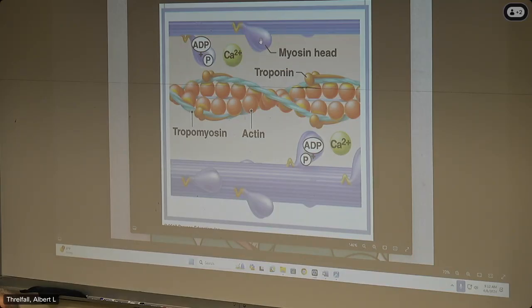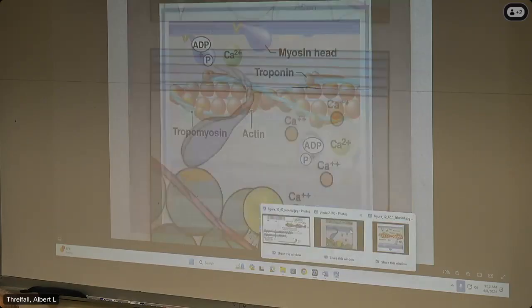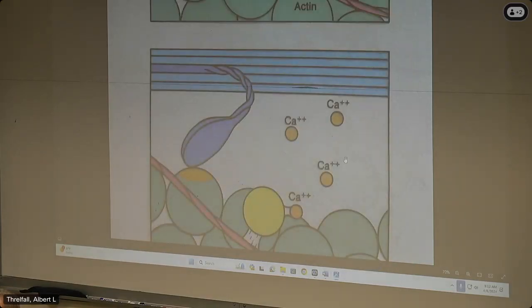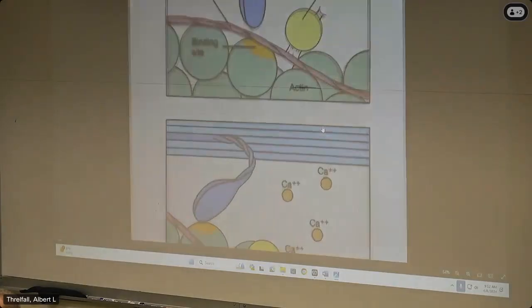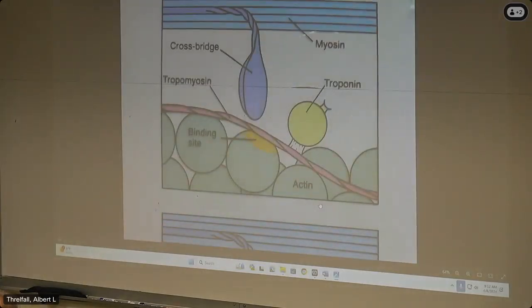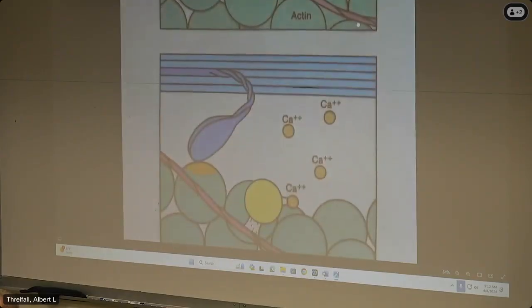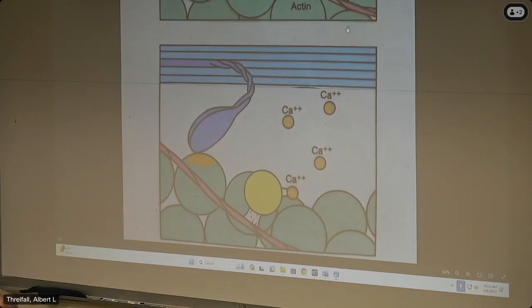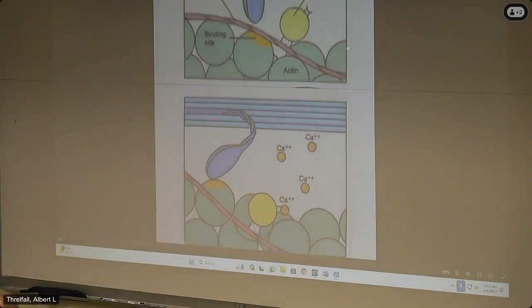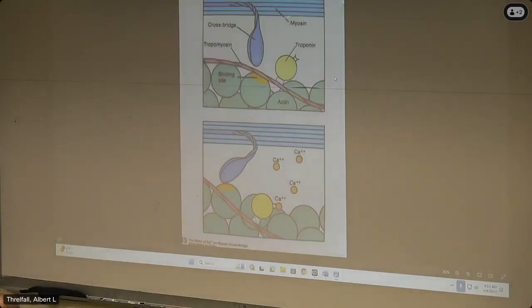We know from a previous picture that to expose that head, calcium binds troponin right here. And then troponin and tropomyosin move out of the way. The head binds actin, and a power stroke occurs. You can kind of see both together.